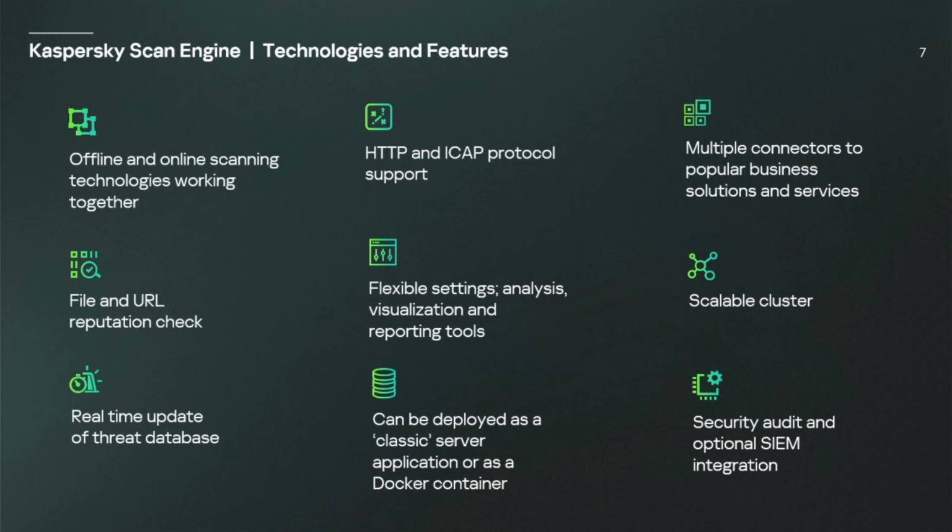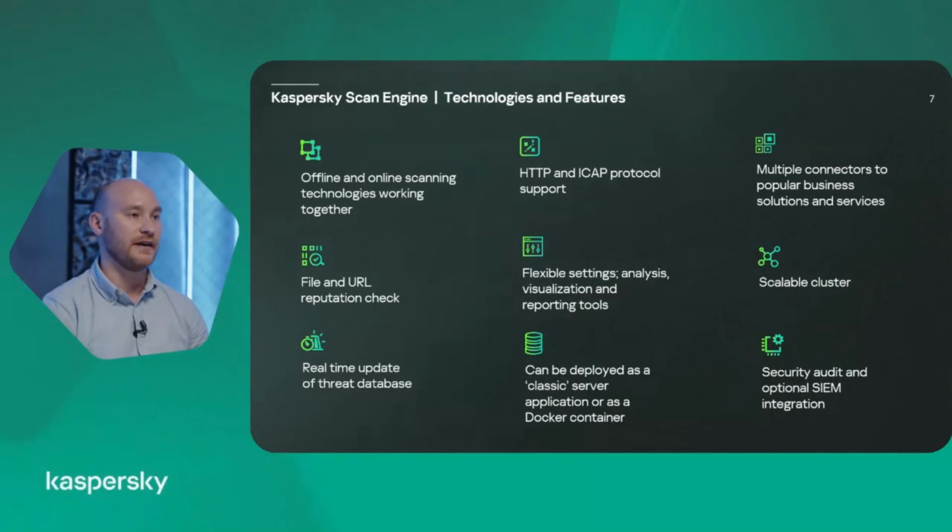Making it easy to integrate with various customer solutions. Let's now move to product features. First of all, detection capabilities. They include both offline and online detection technologies. Offline are well-known detection technologies such as signature-based analysis and heuristics, and online detection is provided by our cloud-hosted reputation base, Kaspersky Security Network, KSN for short.